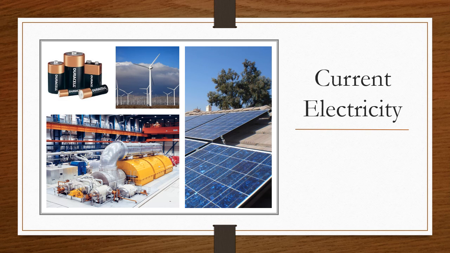So this video is about current electricity. So far we dealt with static electricity. Now we're going to look at current electricity, and here are some of the sources for that. We've got solar panels, generators, windmills, batteries, lots of different places we can get a source of electrical power that is more in a current form as opposed to static electricity.